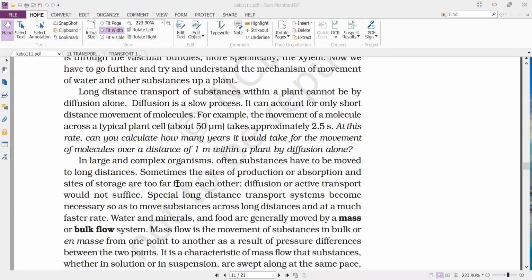For 50 micrometers, it takes 2.5 seconds. For 100 micrometers, it will take 5 seconds. And for 1 meter, that is around 10 to the power of minus 6 meters.